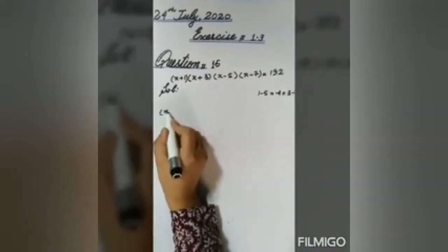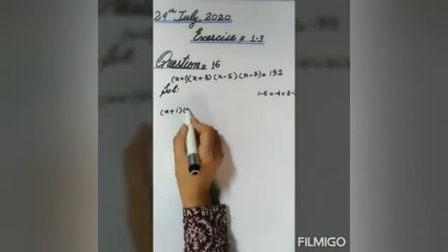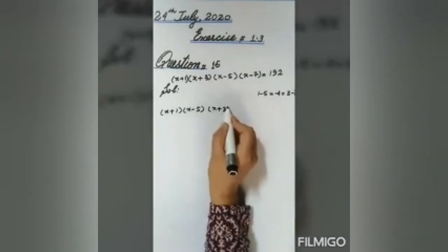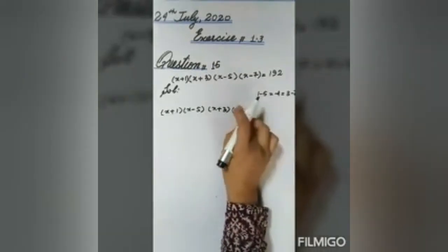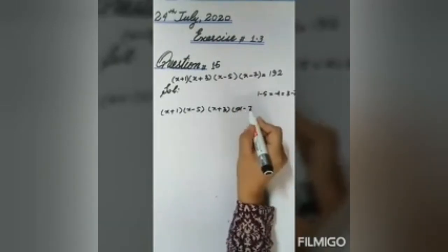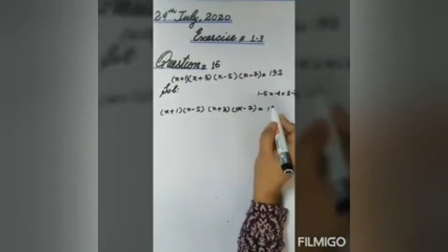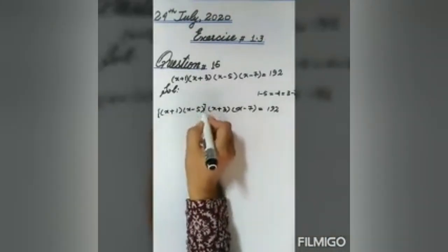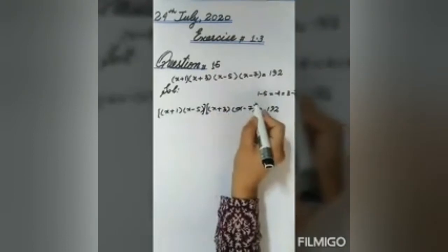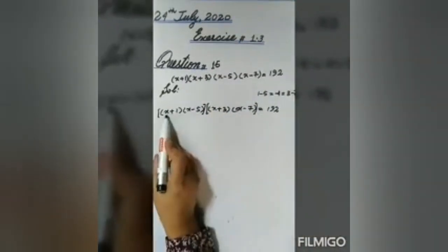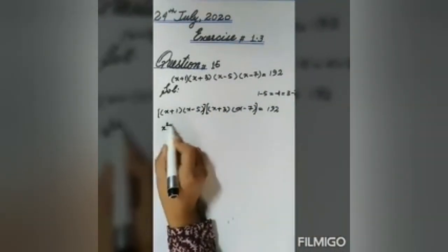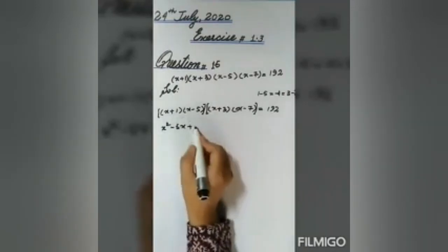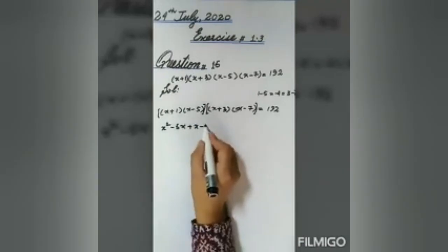We will combine x plus 1 with x minus 5, and x plus 3 with x minus 7, equals 192. Now it's better that you apply square brackets here so that it will be easy to multiply. Now x with x gives x square, x with minus 5 gives minus 5x, plus 1 with x, and 1 with minus 5, minus 5.